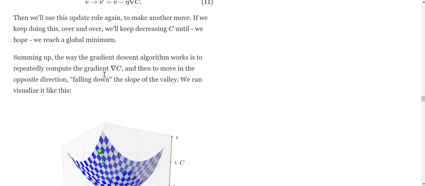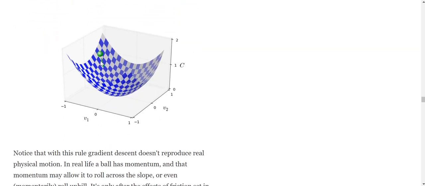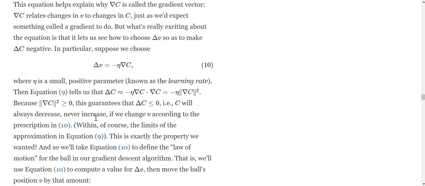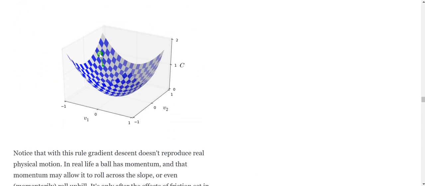So summing up, the way the gradient descent algorithm works is it repeatedly computes the gradient of C and then moves in the opposite direction, falling down the slope of the valley. We can visualize it like this. You begin here, then go a bit here, then again here, and move in small intervals. Now you can understand why the learning rate eta is small. If the learning rate eta was large, you would make large jumps. You might make a jump so large that you skip the global minimum altogether and reach the other end, so it doesn't really help the model converge.